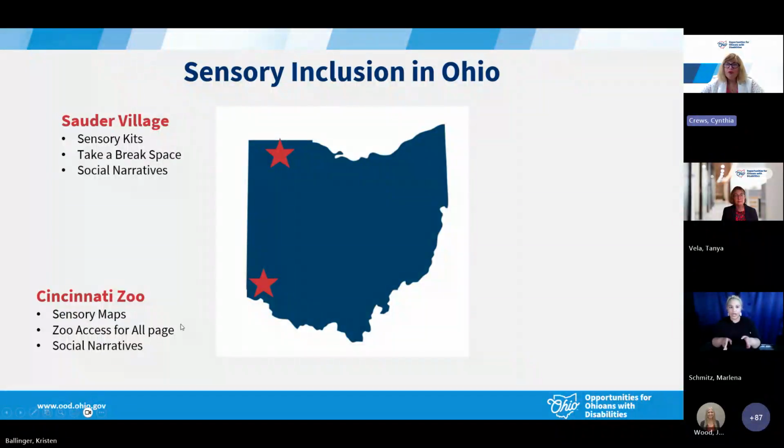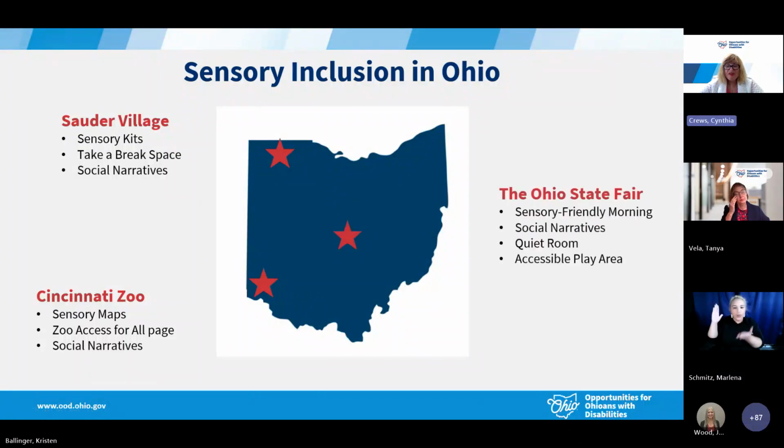Heading over to the northwest region of the state, Souter Village in Archbold, Ohio, provides sensory kits that include noise-canceling headphones, fidgets, and a communication board. There's also a take a break space for visitors to relax. Their website hosts a social narrative, My Trip to Souter Village, which has pictures and descriptions to help you plan your visit. Lastly, we have the Ohio State Fair.